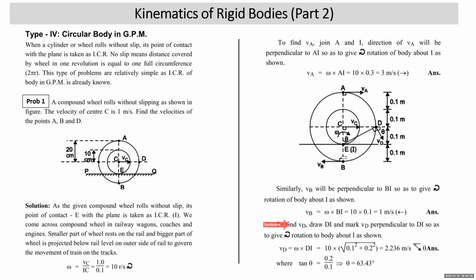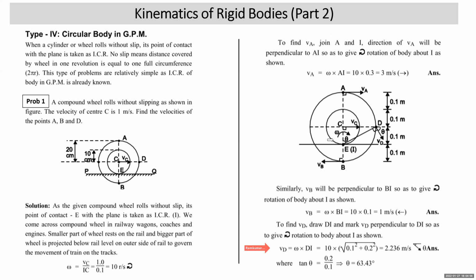Now, you want to find the velocity of point D. Point D should be joined with ICR. Since omega is clockwise, velocity of point D is perpendicular to DI. Now, DI is making angle theta with vertical, so VD will make theta with horizontal. Velocity of point D will be omega into DI. Omega is 10. Length DI is square root of 0.2 square plus 0.1 square. That is 2.236 meter per second.